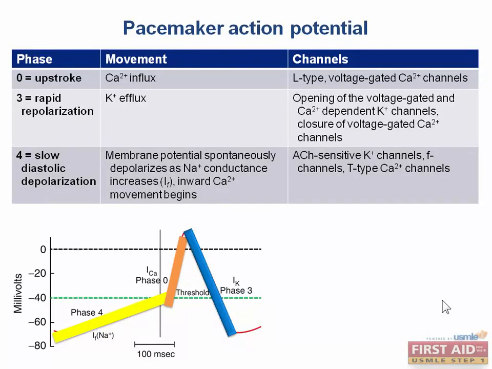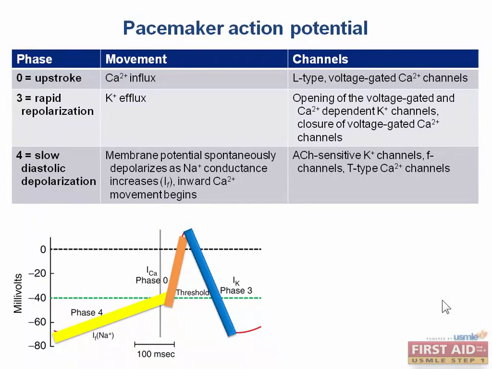Alright guys, so we have discussed a lot of the pacemaker action potential. The most important element that we discuss and fully understand is the phase 4 slow diastolic depolarization. This chart here mentions that it is a spontaneous membrane depolarization as sodium conductance increases due to the funny current. And this kind of triggers the inward calcium movement. Let's further discuss how this actually happens.